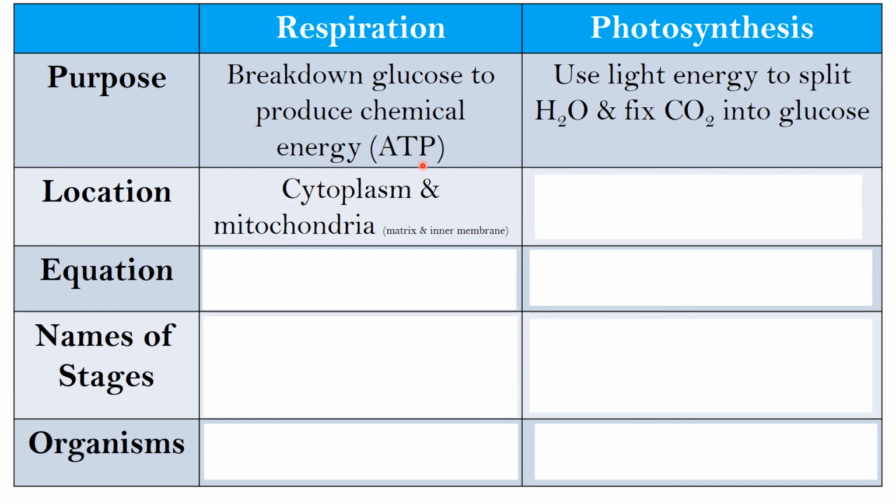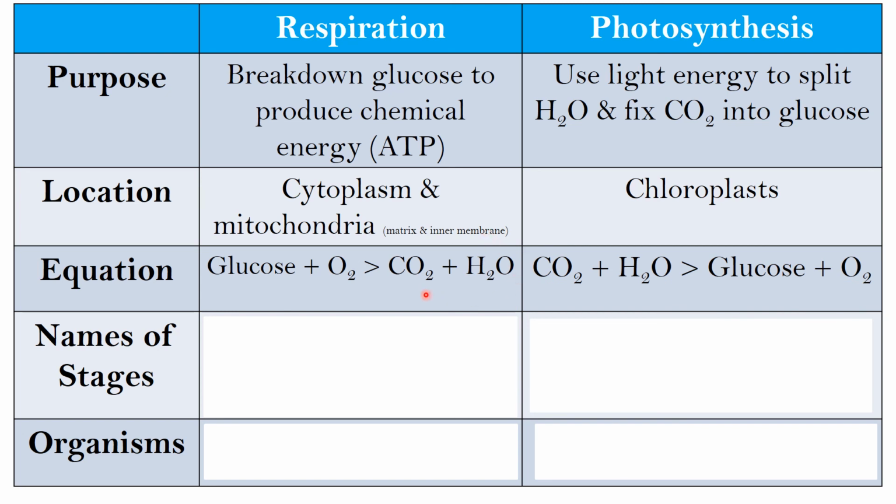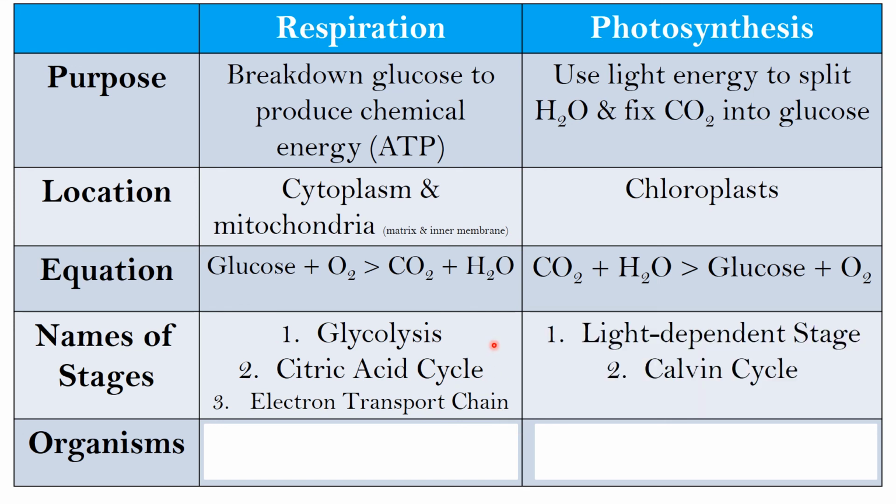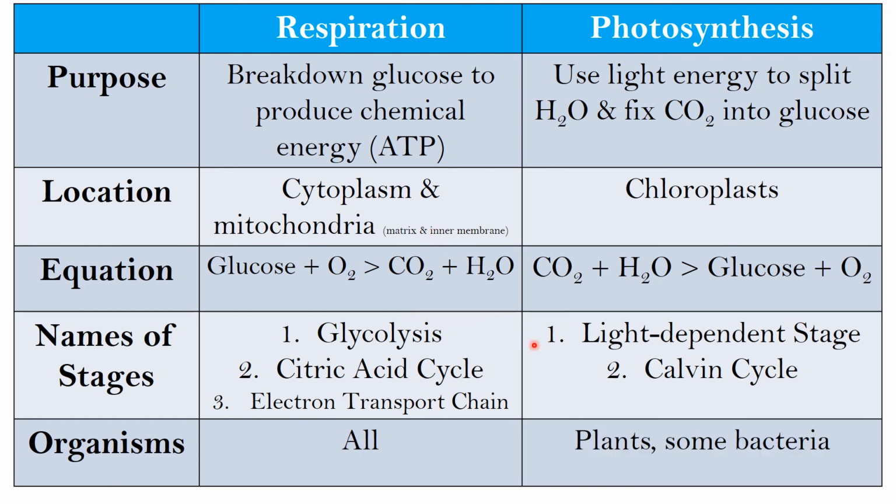Respiration, just be careful because it's actually two locations. Remember, you've got stage 1 in the cytoplasm, and then you've got the mitochondria. Photosynthesis is in chloroplasts. The simple equations are like so. You just reverse them. The names of the stages: in respiration, you've got glycolysis, the citric acid cycle, and the electron transport chain. And then photosynthesis is the light-dependent stage, or the light reactions, and then the Calvin cycle. And respiration is in all organisms, I think, pretty much. And then photosynthesis is in plants, as well as some bacteria which are photosynthetic.